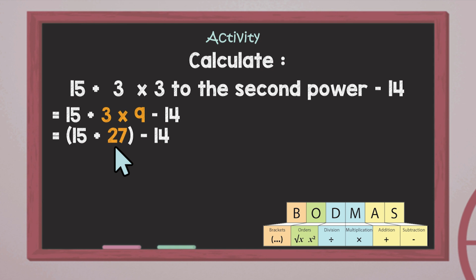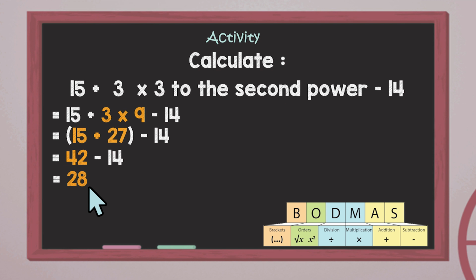So let's rewrite the new expression. 15 plus 27 take 14. How many operations do we have now? 2. Addition and subtraction. And we know that in BODMAS, addition comes before subtraction. So let's bracket off the addition aspect of it. 15 plus 27 take 14. 15 plus 27 will give us a total of 42. 42 take 14 will result in 28.